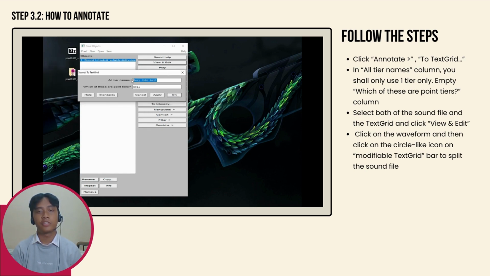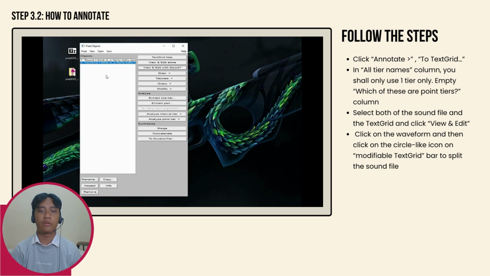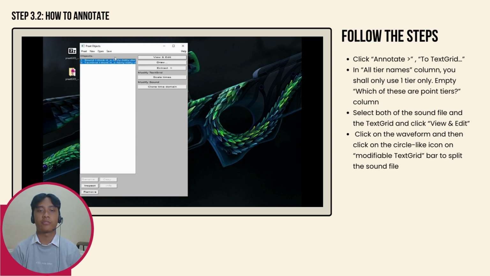In the All tier names column, you shall only use one tier. Empty the Which of these are point tiers column, as it is unnecessary. The TextGrid will appear in the list in the Objects window. Select both the sound file and the TextGrid and click View and Edit.